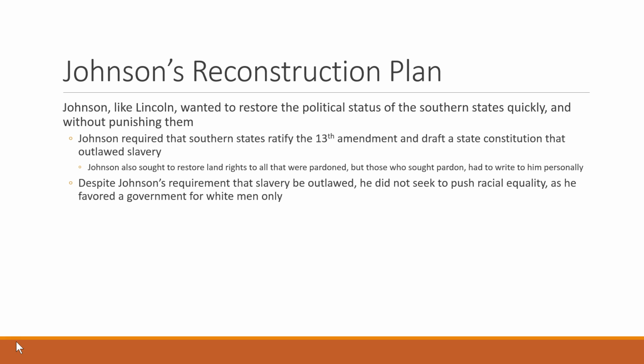Johnson really reveled in the fact that the South was dependent upon him and that he was the individual that got to dictate a lot of the things as far as how the South came back into the Union. Despite Johnson's requirement that slavery be outlawed, he did not seek to push racial equality, as he favored a government for white men only.